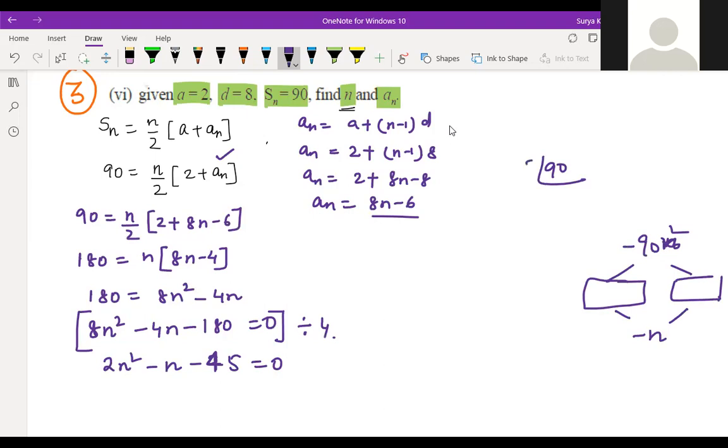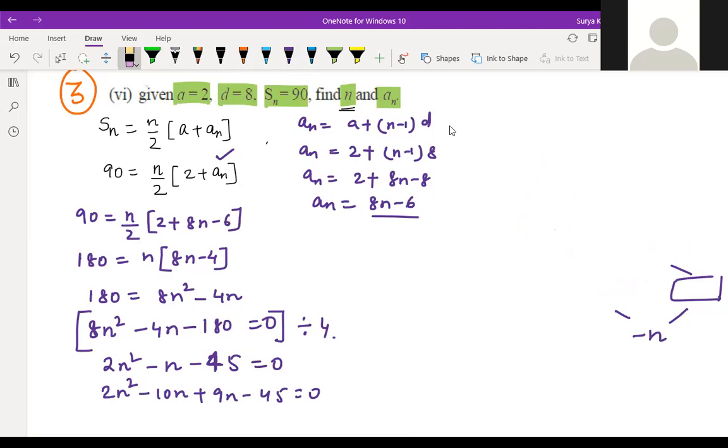90, how will we get it? 2, 45, sorry, 3, 15, 3, 5, 9 and 10, right, children? 9 and 10 we can get. So 2n^2 - 10n + 9n - 45 = 0. Can we write like this, children, or not? You are understanding it or not? Yes.